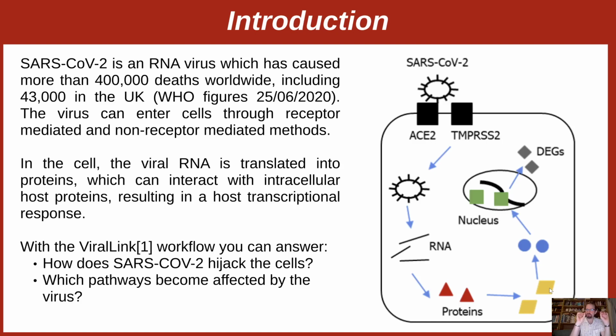We know that SARS-CoV-2 has already caused more than 400,000 deaths worldwide and 43,000 in the UK. The virus itself enters the cell through receptor-mediated transport via ACE2 and the co-receptor TMPRSS2. Then inside the cell, it releases its RNA, which is translated to proteins. These proteins and their fragments will interact with various human proteins and propagate the signal to various transcription factors and induce a transcriptional response.